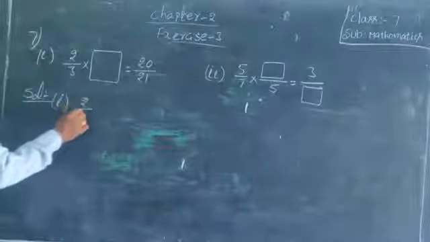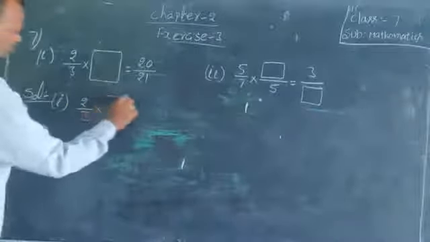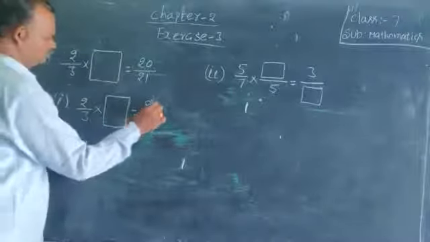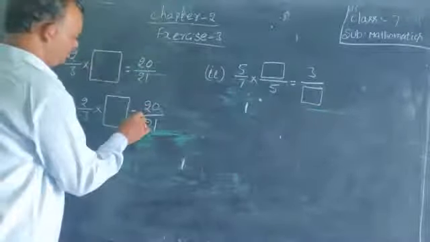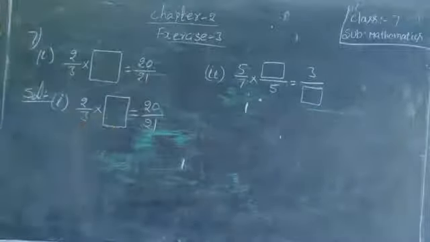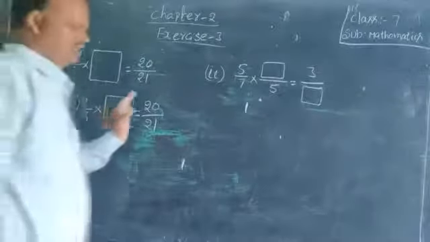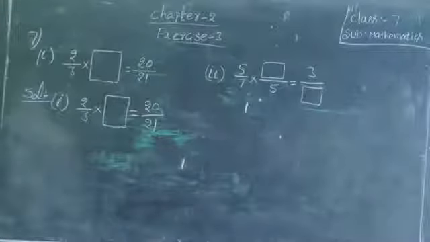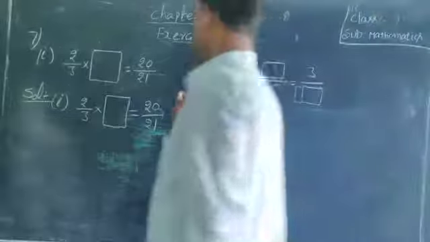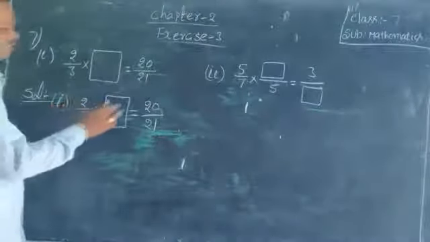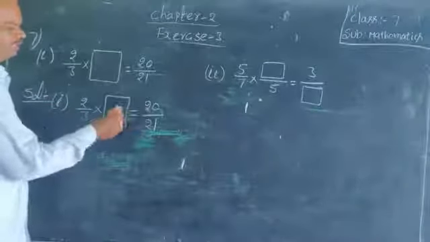First one, 2 by 3 into box is equal to 20 by 21. So what is the value in the box? That means multiplying the numerators and multiplying the denominators. Here the first fraction is 2 by 3 and the product is 20 by 21. So 2 is multiplying with which value you get 20?